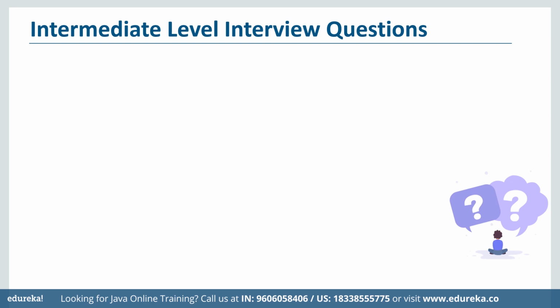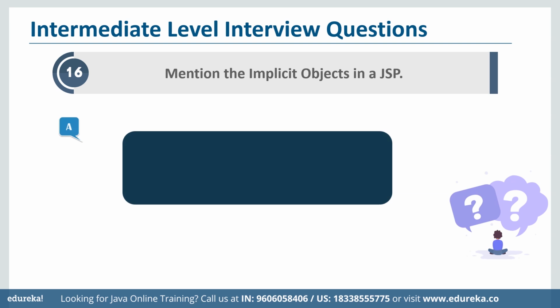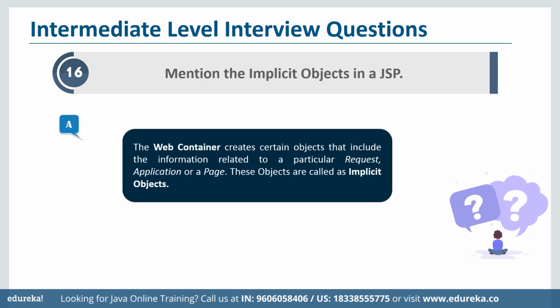The next question is: mention the implicit objects in a JSP. The answer is that the web container creates the objects that include the information related to a particular request, application, or a page.